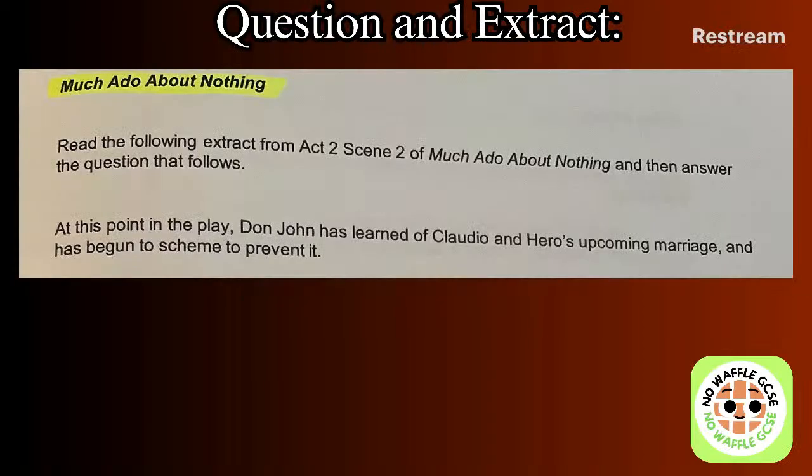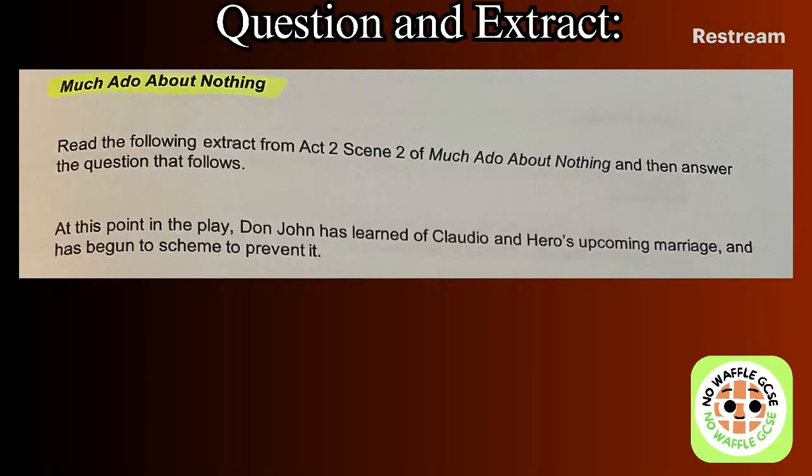Now, this isn't a predicted question or anything like that. It's just a practice question. So it'll look like this. Read the following extract from Act 2, Scene 2 of Much Ado About Nothing, and then answer the question that follows. Then they give you a little bit of information about it.